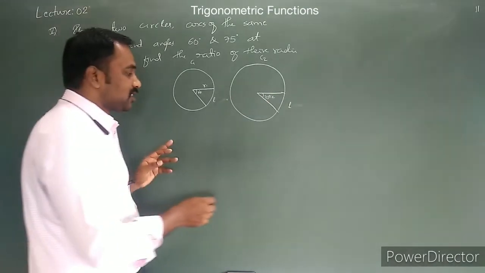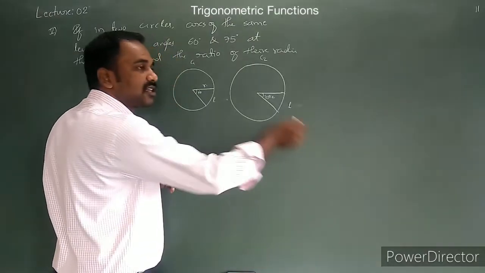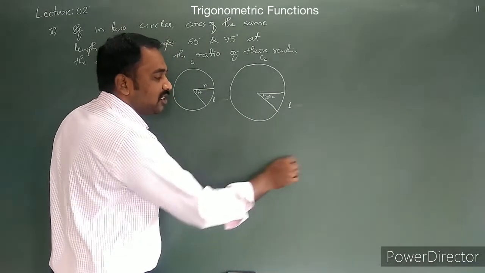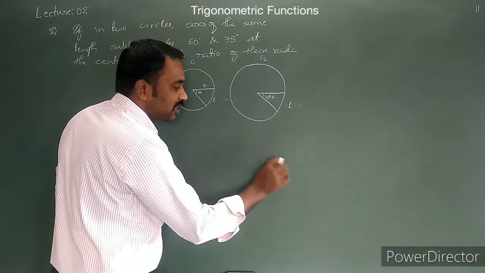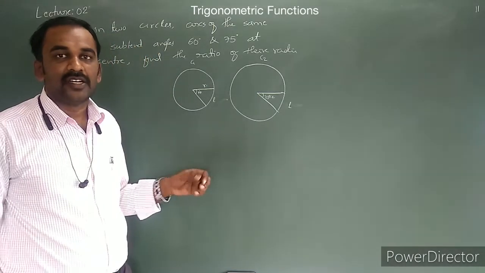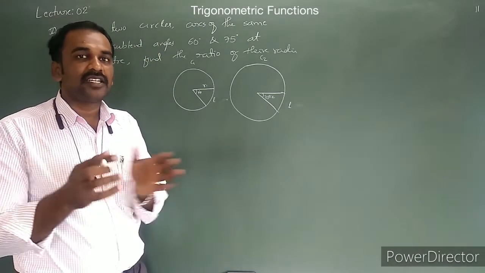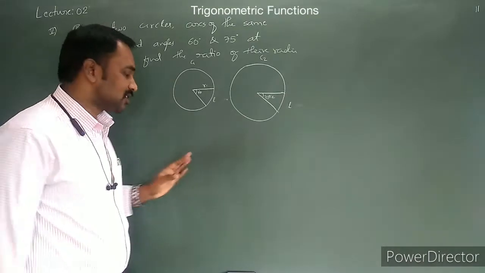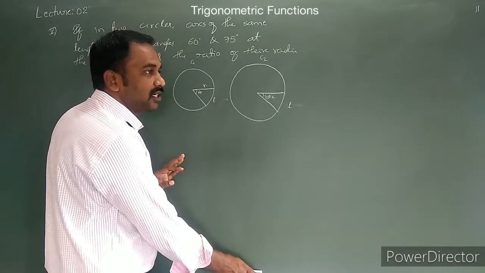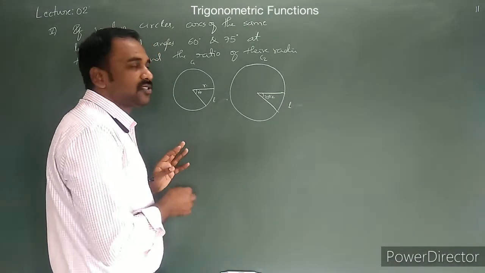For example, suppose you take a larger circle. In that larger circle, for a small arc length of 10 centimeter, you will get only a very small angle. So whenever the radius is increasing, the angle is decreasing. So the radius and the angle also vary.